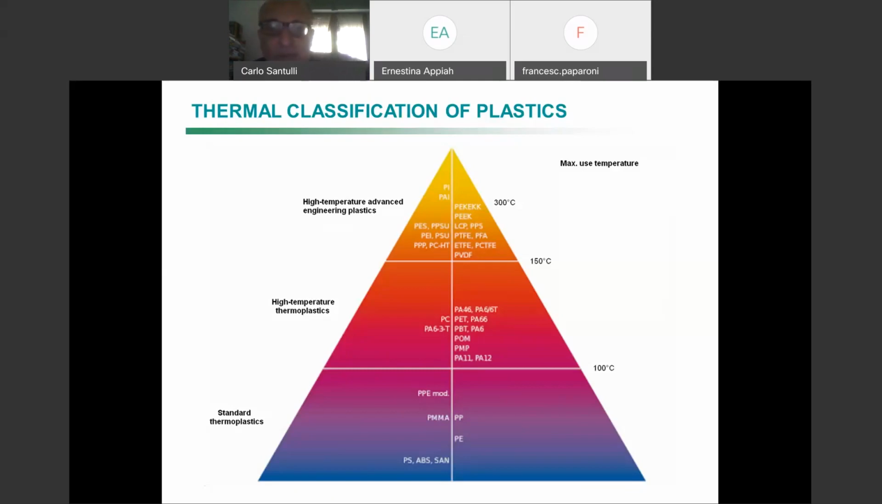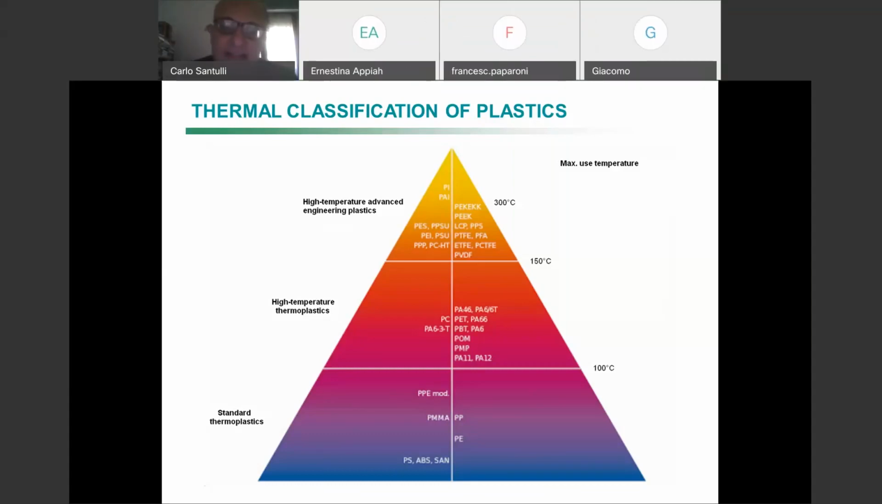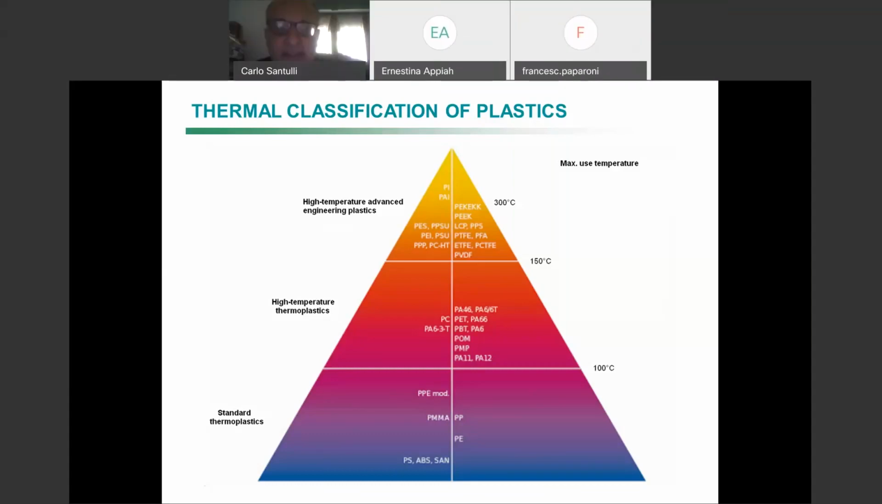This is the classification. You can see that there are some plastics which have a very high temperature limit. I won't go into details about that. You can look at all the acronyms and what they mean, but some are easily recognizable, like polycarbonate, like Teflon, polytetrafluoroethylene, and whatever. This is an important fact, that you have these different ranges of temperature.